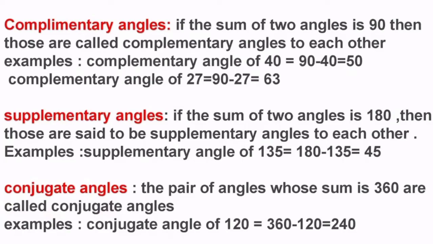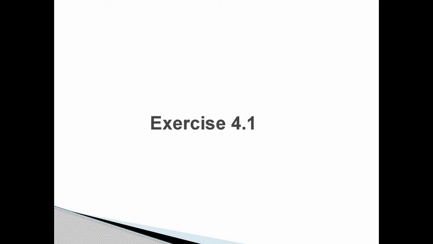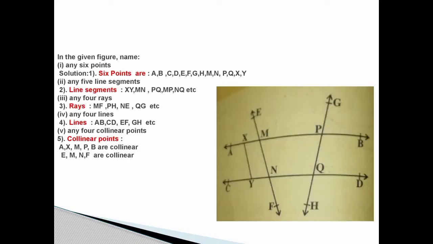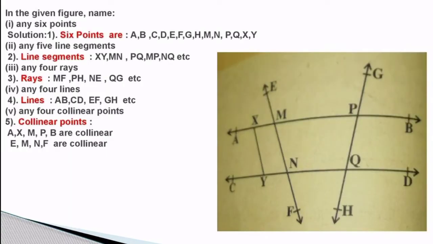Now we are going to start exercise 4.1. In the given figure, name any 6 points. The 6 points from the figure are A, B, C, D, E, F, and so on. Second, any 5 line segments. From the figure, the line segments are XY, MN, PQ, NQ, etc.